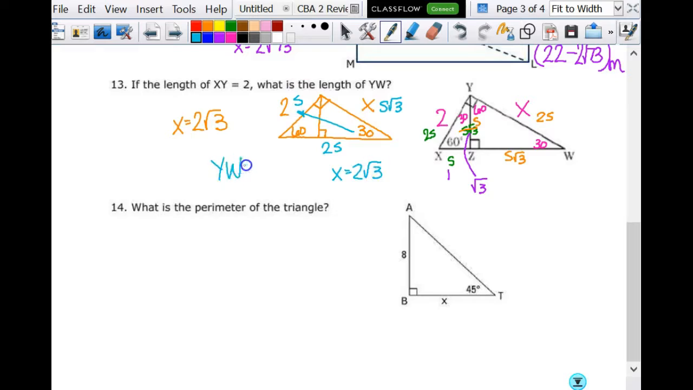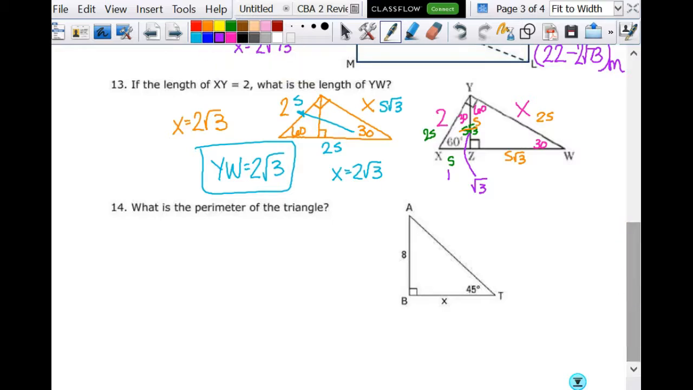I did it this way first because I think a lot of people probably would have, and I wanted you to see that it worked that way. But just because there's an altitude there does not mean that you need to use it if you understand the triangle differently. Okay, so then on this one, I'm looking for the perimeter of the triangle.